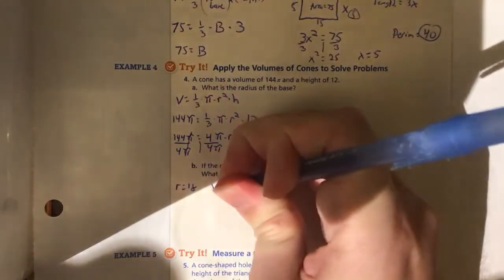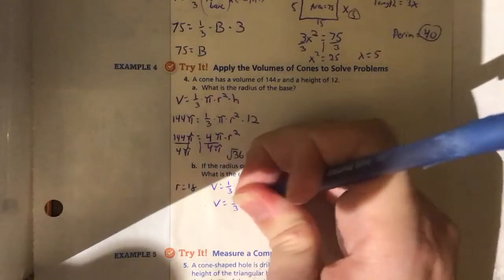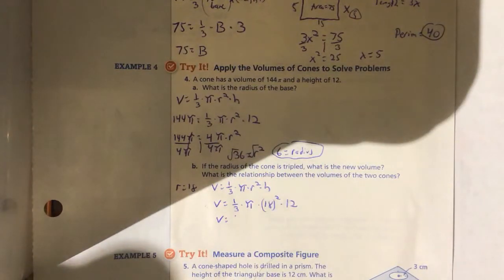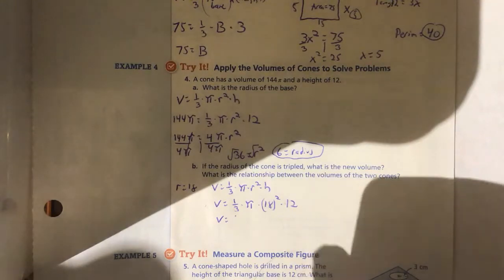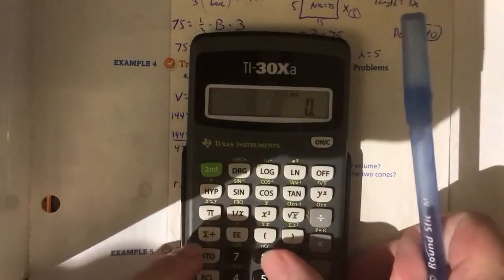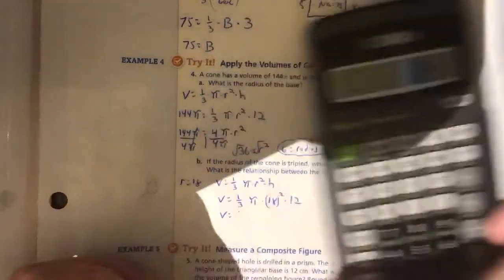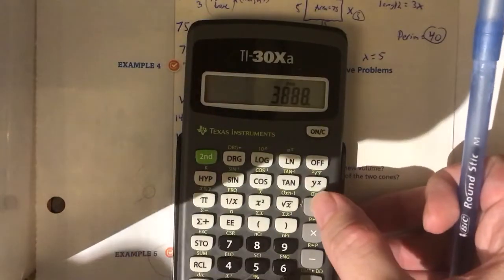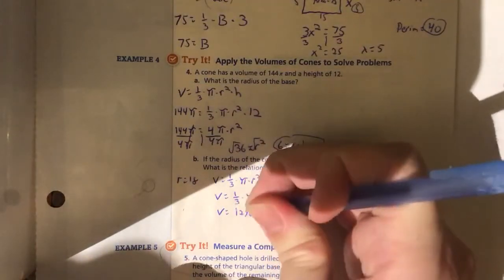We want to figure out the new volume. So volume is 1/3 pi r squared h. 1/3 pi, replace r with 18, and replace h with 12. So now I just do this all on my calculator, and we'll leave it in terms of pi, since this one was in terms of pi. So 18 squared is 324 times 12, 3888, and then times 1/3, which is dividing by 3. And you'll get 1296. So 1296 with the pi.